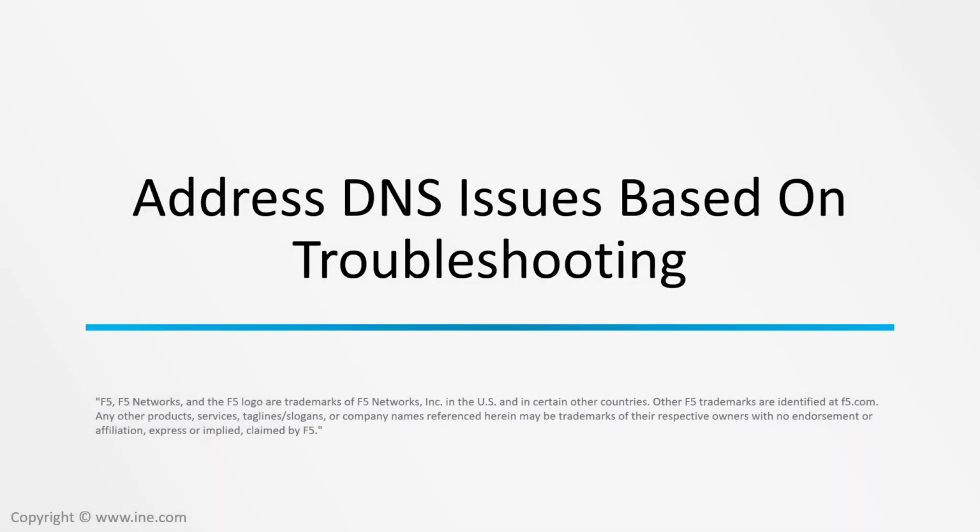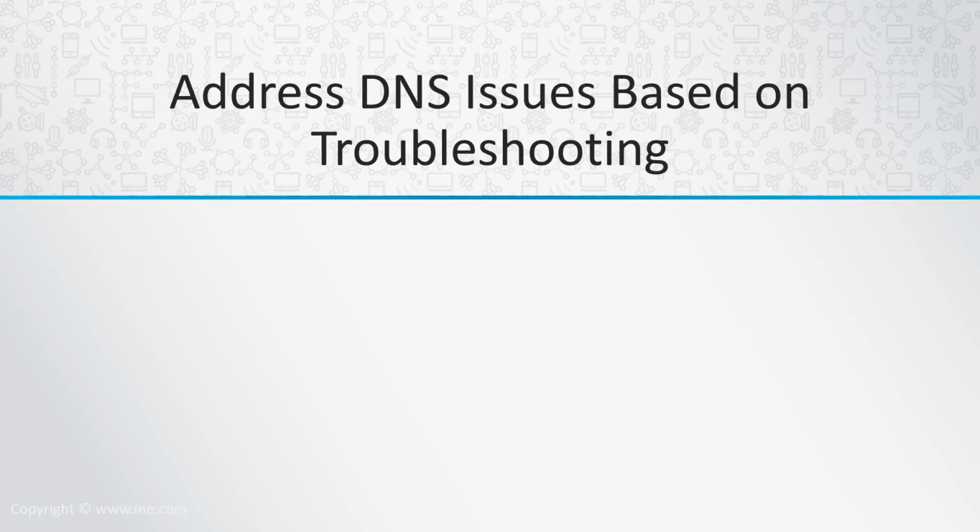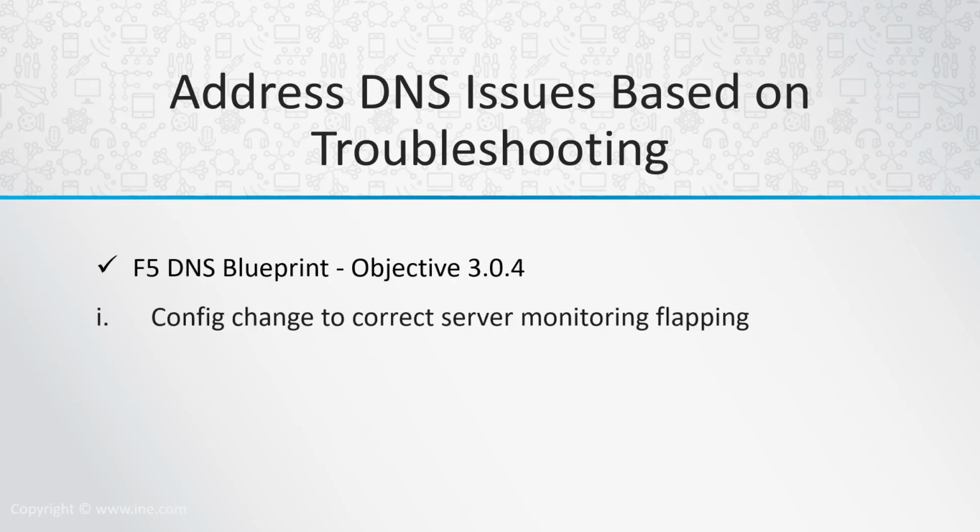Okay, so in this video we're going to be addressing DNS issues based on troubleshooting. This is the last section of section 3, testing and troubleshooting, in objective 3.04. We're going to break this out into two parts, but really they relate to the same problem. We'll address these in the next few slides. The first is a config change to correct server monitoring flapping, and the second is proper IP address choices for iQuery.